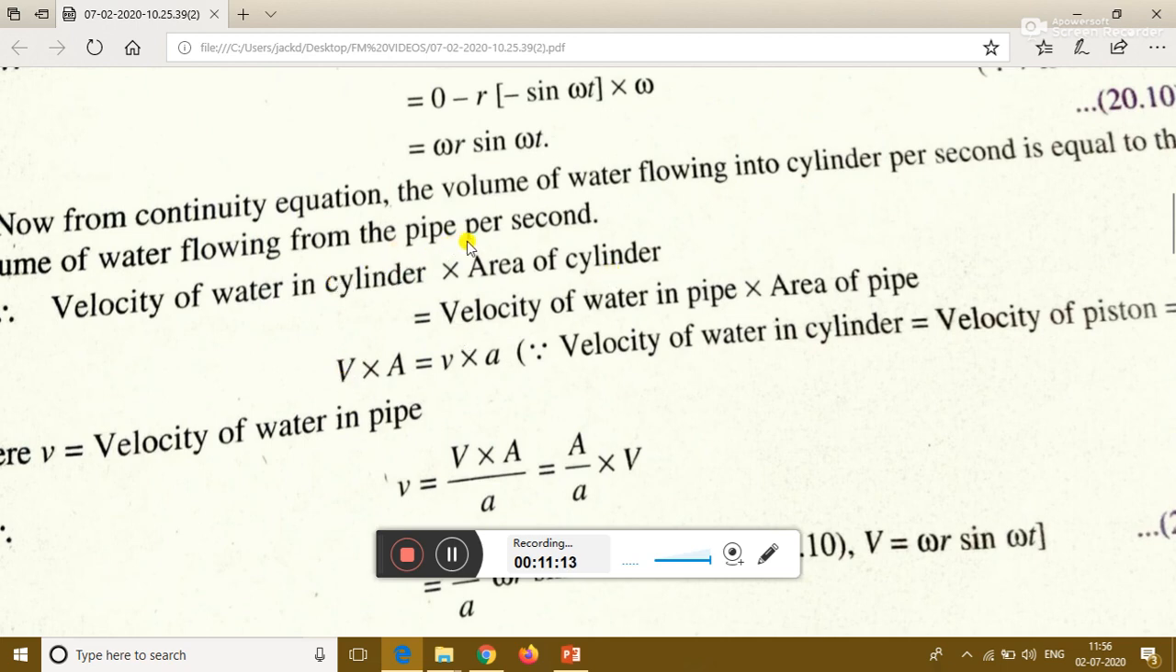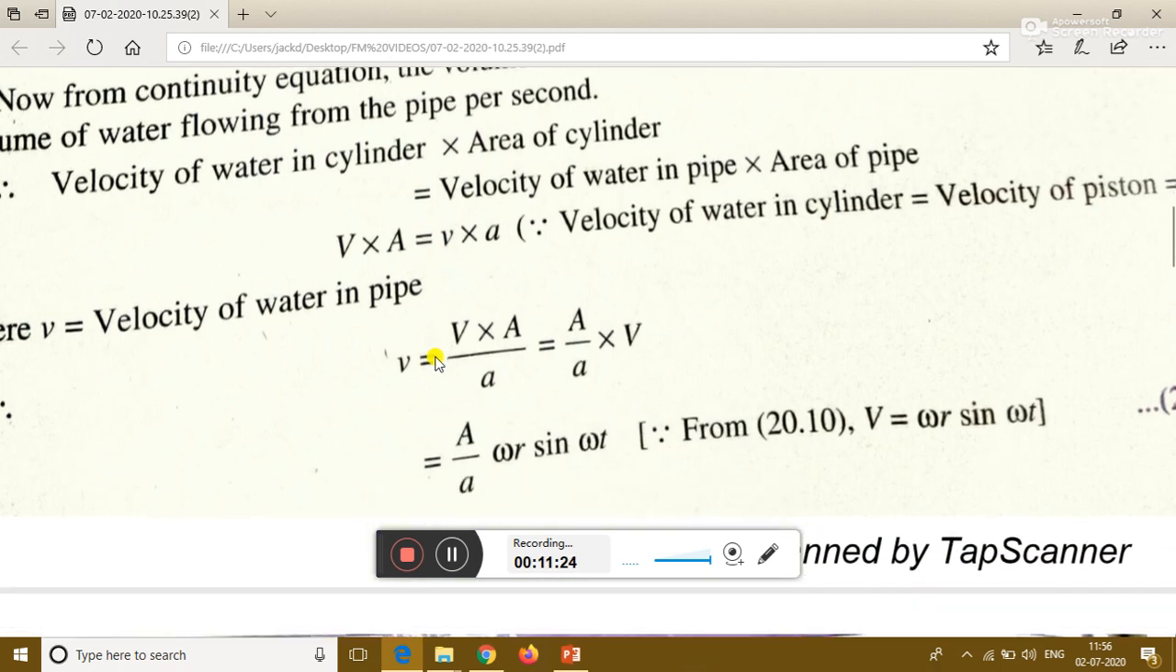Now what will be the discharge in the pipe? It will be area of the pipe, small a, into velocity of the water in the pipe, which is small v. So what can we write for the velocity of water in the pipe? Here it is written: velocity of water in the cylinder will be equal to velocity of the piston. That we have already explained. Why? Because the water moves exactly like the movement of the piston inside the cylinder. So you can write small v equal to capital V into A by small a, which is equal to capital A by small a into capital V.